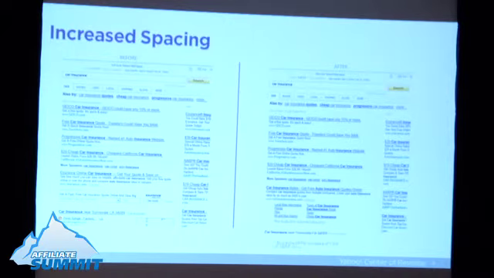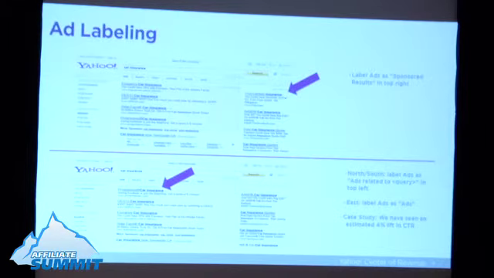A lot of people don't even think about this stuff, but we're constantly testing different UI features. Next is ad labeling. Before, we would have sponsored results in the top right. So you probably label your ads as ads or sponsored results or advertisements. There are different ways you can do that.